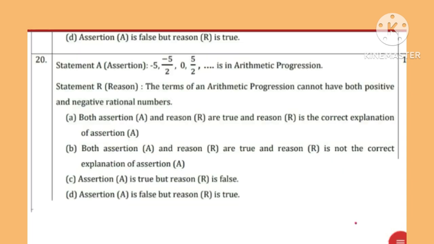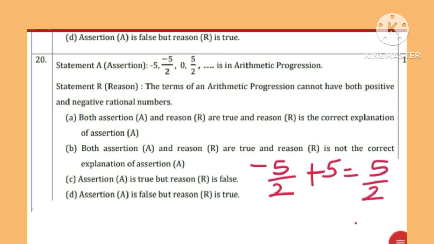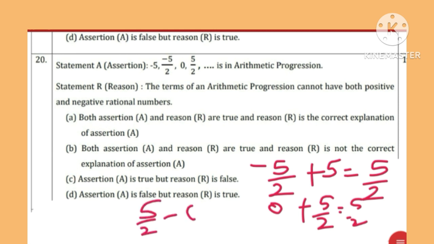Got it? So we have reached the last question, question number 20, where the assertion says whether this is an AP or not. So let us check it. AP के लिए हम क्या करते हैं? Second term minus, that is sign change, first term. So what is the common difference? It is 5 by 2. Again third term and sign change, second term, it is again 5 by 2. And the last one is 5 by 2 minus 0, which is again 5 by 2. Since the common difference is the same, therefore, yes, it is an AP. This is true.